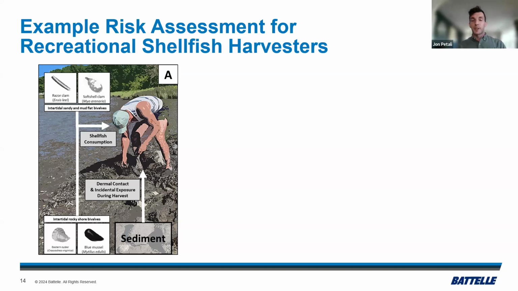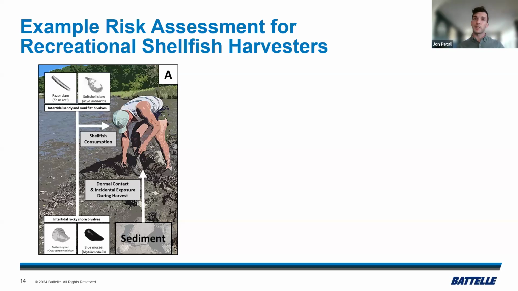So here's an example where we look at site-specific risk assessment for recreational shellfish harvesters. In New Hampshire, we have a lot of people that'll go out, they'll collect their own shellfish to eat. There's various sites that they go to. There's no real regulations right now for PFAS and shellfish from the FDA or other regulatory agencies.